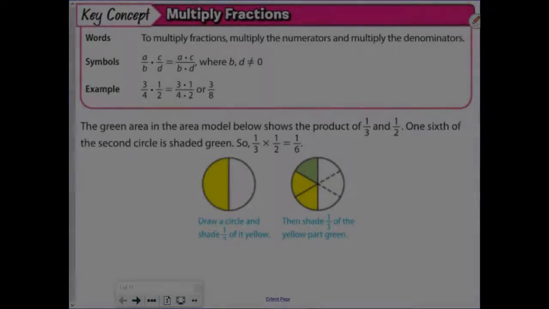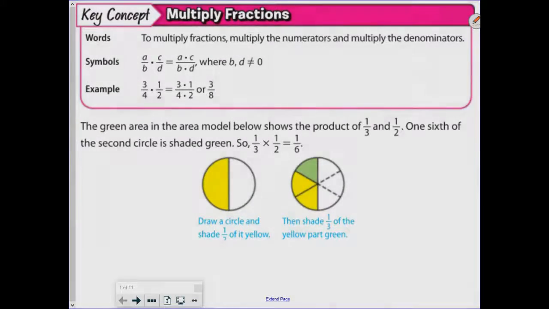Let's take a look at multiplying fractions. It says here to multiply fractions, multiply the numerators and multiply the denominators. So if you look at it algebraically, you would multiply A times C and B times D to get your answer, as long as these two numbers down here, B and D, neither one is a 0.